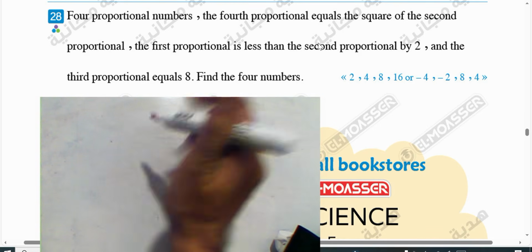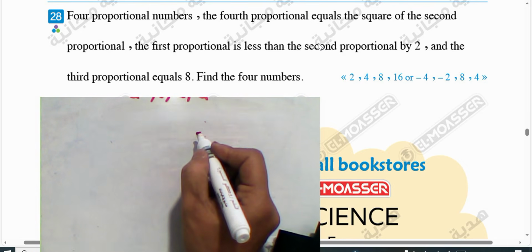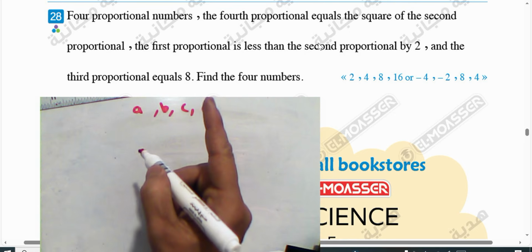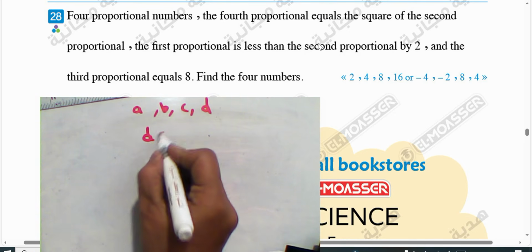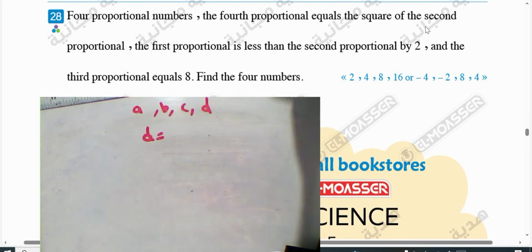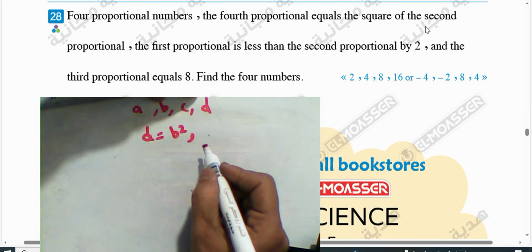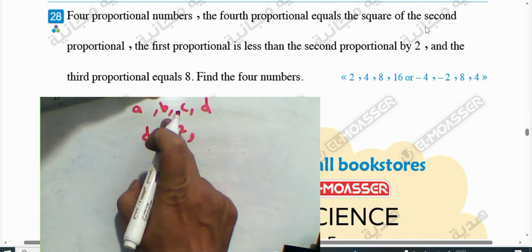Therefore, we have first B, C, and D. He tells me the information. The fourth proportional, D, equals the square of the second proportional. The square of the second.